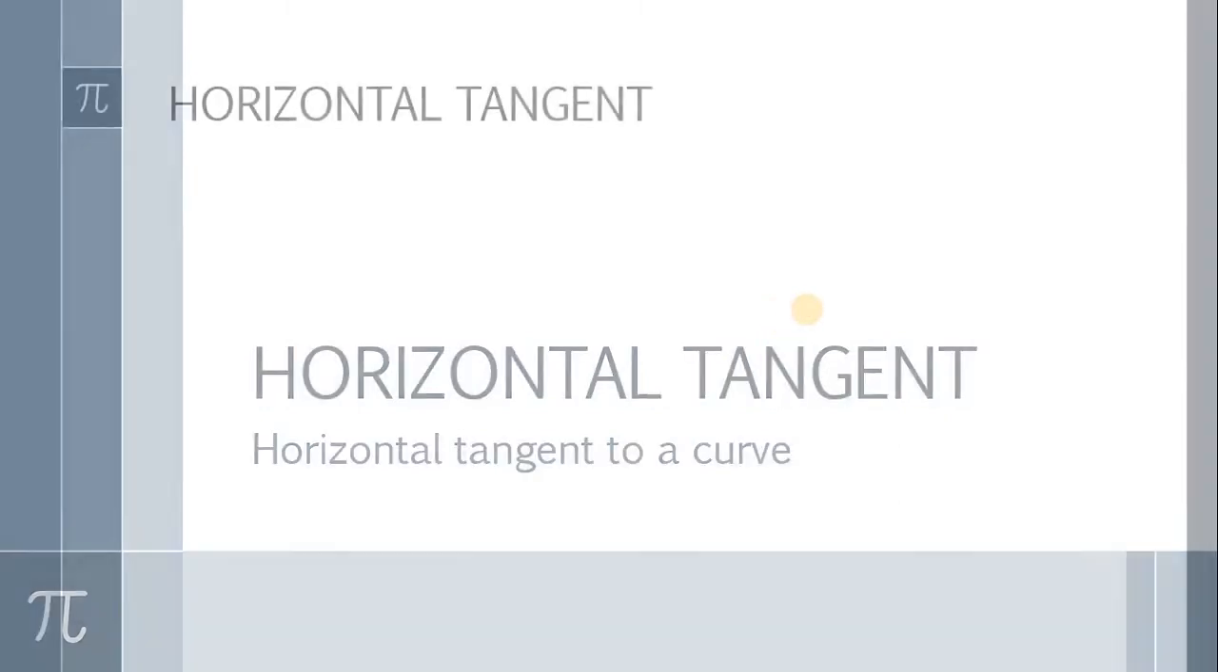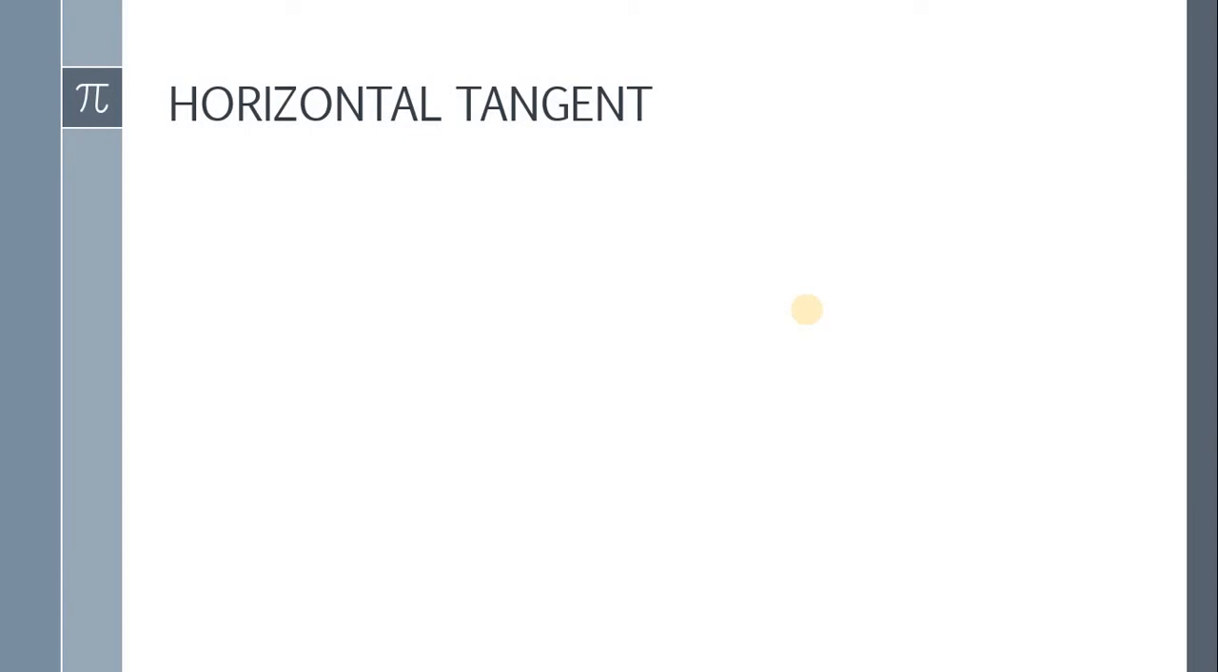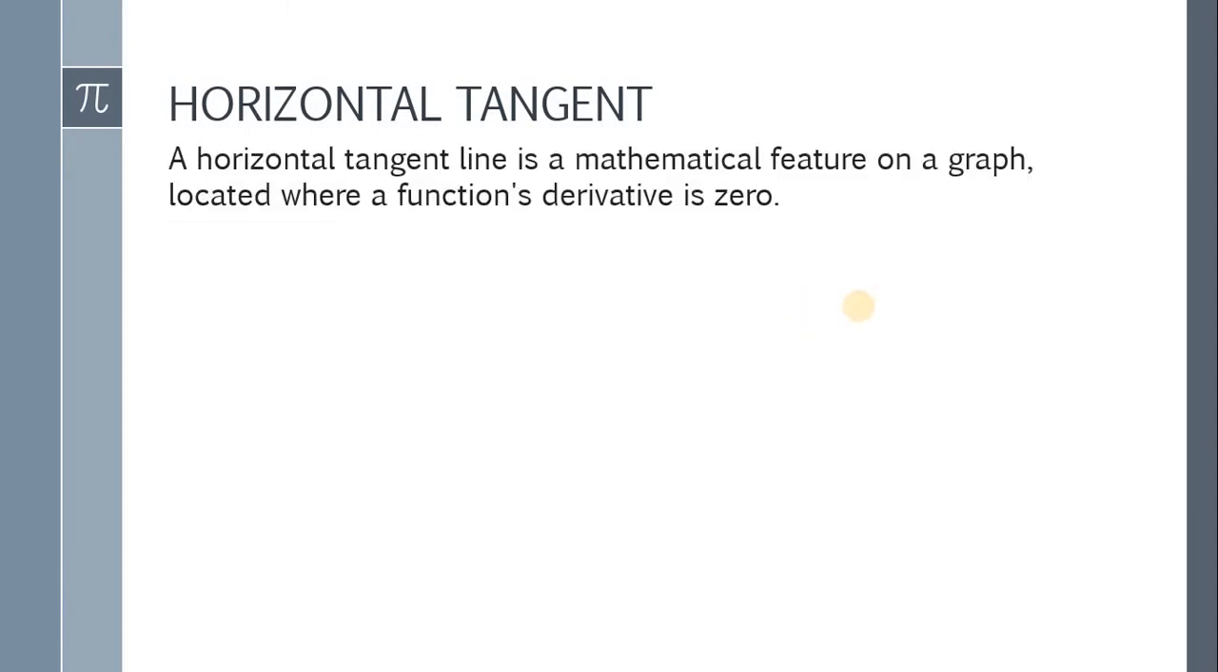So let's start. First question is, what is a horizontal tangent and paano natin siya makukuha? A horizontal tangent line is a mathematical feature on a graph located where a function's derivative is equal to 0. Now recall that the derivative of f of x, or simply f prime of x, this is the slope, and the slope of the horizontal line must be equal to 0. So to find the horizontal tangent, the slope of the function must be equivalent to 0.